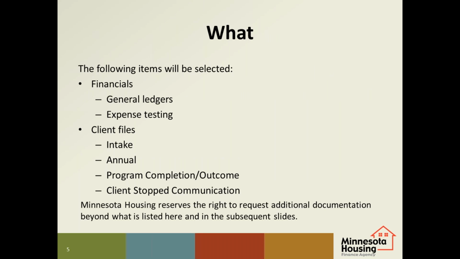As part of our monitoring process, we will be pulling a couple of items from you. First of all, we'll be pulling your financials. We'll be looking at your general ledgers, and we'll be doing some expense testing. And then we'll be pulling the 4 different client file types, with that being intake, annual data, program completion and outcome clients, and then those that were coded as client stop communication. Of course, we'll start with a select number of files, but we always have the right to request additional documentation beyond what's listed here and in the subsequent slides.